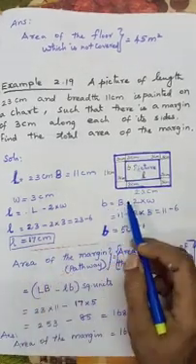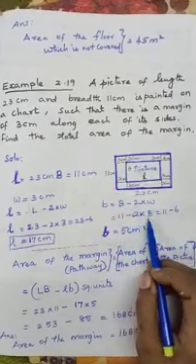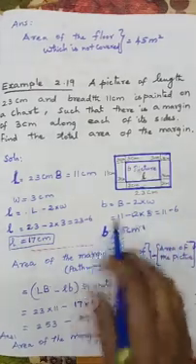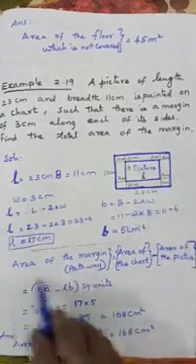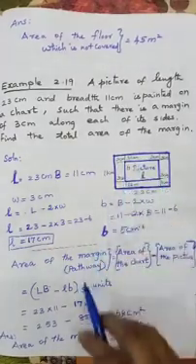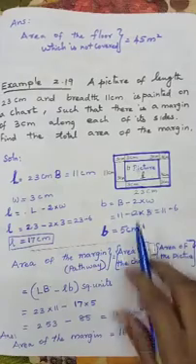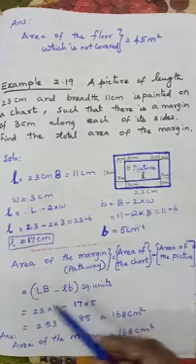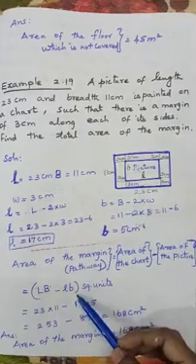Then small b is equal to capital B minus 2 into W. That is 11 minus 2 into 3. 11 minus 6 is equal to 5. So the small b is 5 centimeter. Then area of the margin, we call that the pathway. The area of the full chart minus area of the picture. That is capital L B minus small l b square units.